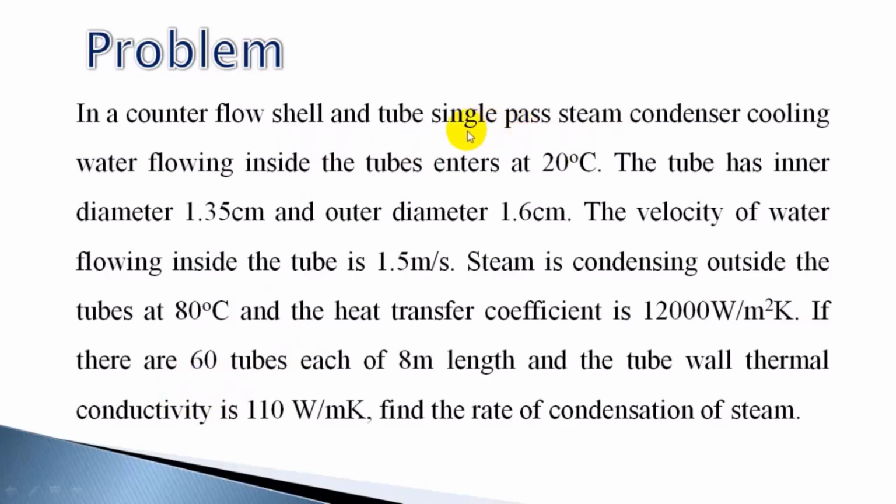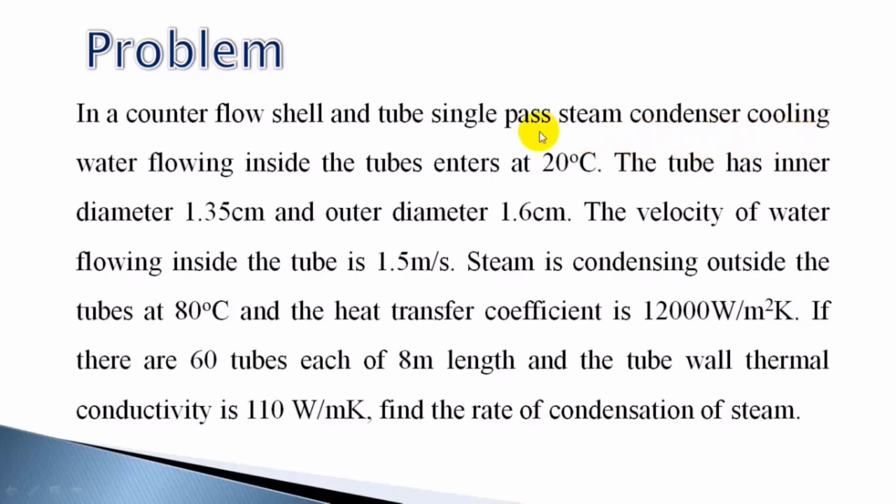But we can study a single tube. What is the heat loss from a single tube? Like a normal tube-in-tube heat exchanger. From a single tube you can find out the heat transfer and then multiply with 60, which will give the total heat transfer in the shell and tube heat exchanger. So one tube only you can analyze and find out the steam condensed over that tube and then multiply by 60, which will give the total steam condensed.